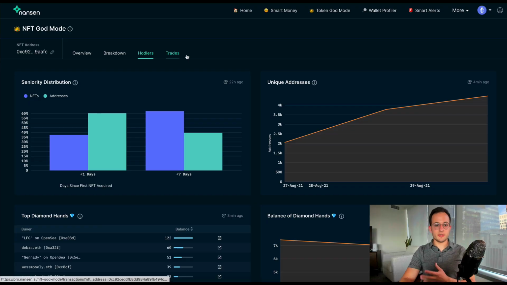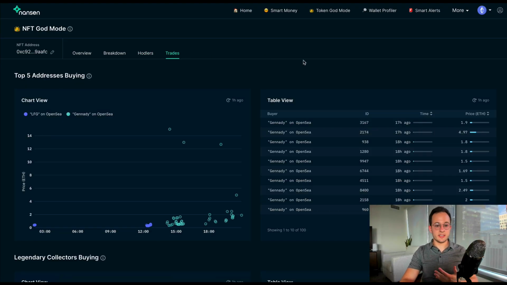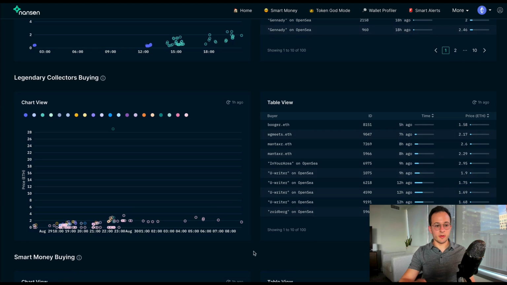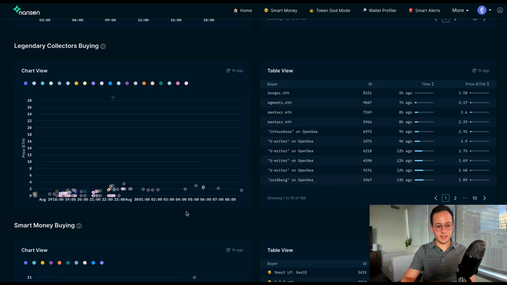Now on the last tab, trades here, this is going to show you the top addresses that are purchasing here, which is really interesting, but I like to scroll to the bottom here. And here's another breakdown of the legendary collectors chart. So we can see actually when the largest collectors of NFTs are purchasing the NFTs in this collection. So on the x-axis here is time, and you can see as time has gone on, that's about 24 hours, the amount of legendary investors purchasing into this project has decreased a bit.